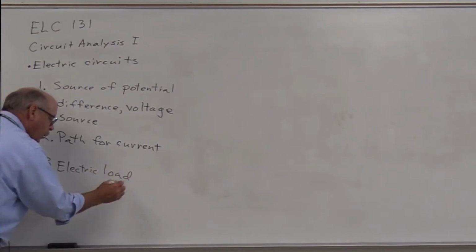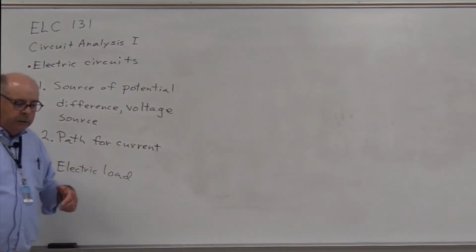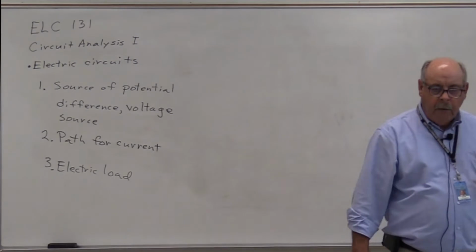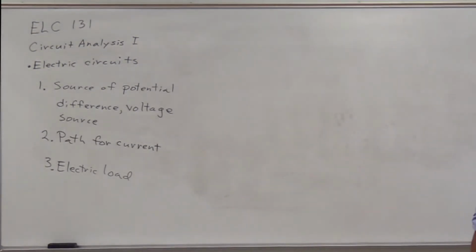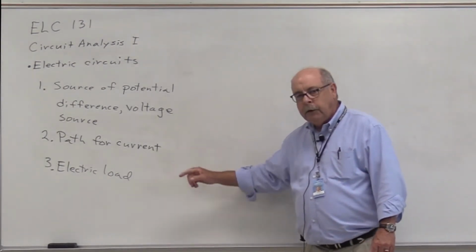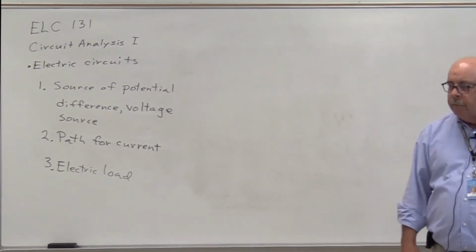load. Now, the electric load could be an incandescent bulb. It could be, of course, an LED. It could be a motor. It could be a heating element. But we have to have some reason for there being voltage and current. There has to be something that we're going to perform some work on.